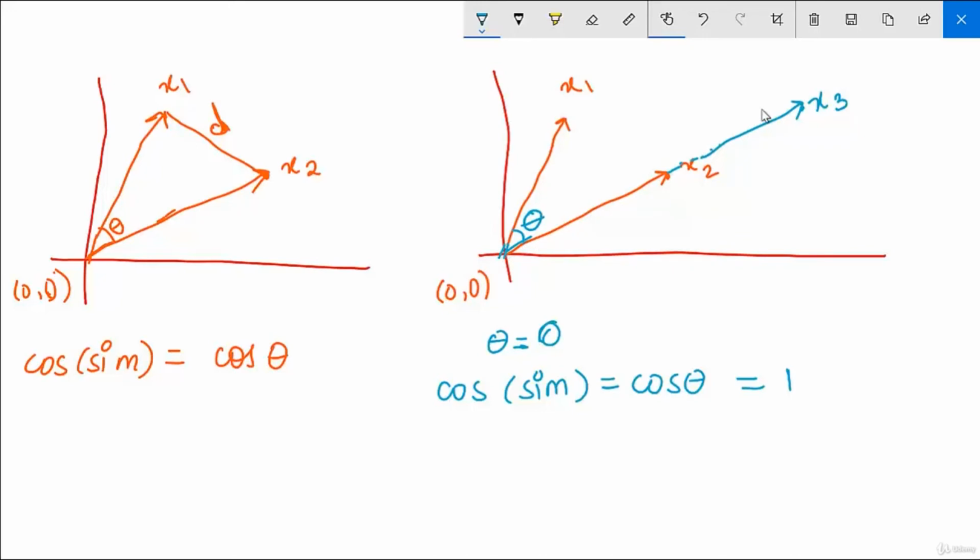Now guys, tell me one thing. If I ask you the similarity between x2 and x3 and between x1 and x2, which one is more similar? Let me write it down. Are x1 and x2 more similar, or x2 and x3? Tell me that.